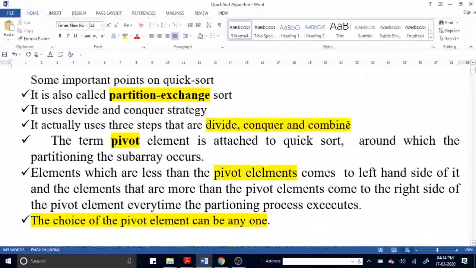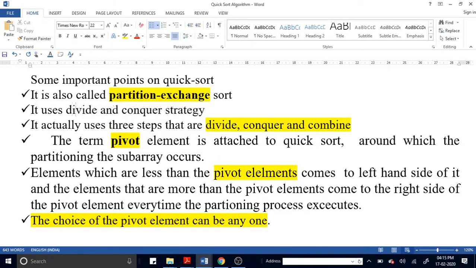There are some important points about the Quicksort algorithm. One is that it is also called partition exchange sort. That means in Quicksort we will have a partitioning method. Every time we will partition the array into subarrays, that's why it is sometimes called partition exchange sort. Second, as I already told you, it uses the divide and conquer strategy. Third important point is that it uses three steps: divide, conquer and combine.